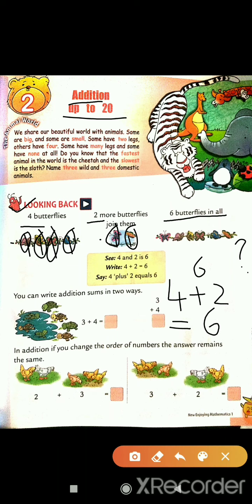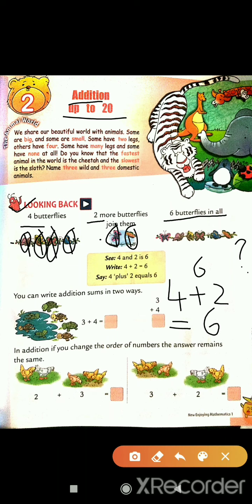Now, you can write addition sums in 2 ways. How many ways? 2 ways. You can write like this also, and you can write like this also. You can write it horizontally as well as you can write it vertically. Clear? 3 plus 4, and here also 3 plus 4.